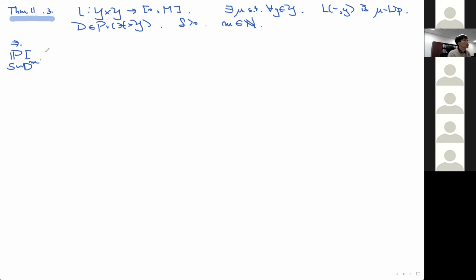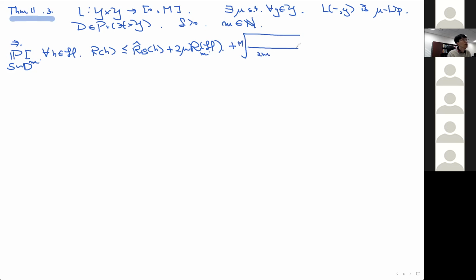For M samples, we can say for h in our hypothesis set, its error with respect to the loss that we talk about is bounded above by its empirical loss, or empirical error, plus 2 mu times R_M of H, the Rademacher complexity with M samples, plus square root of 2 log 1 over delta over M. And that happens with high probability.